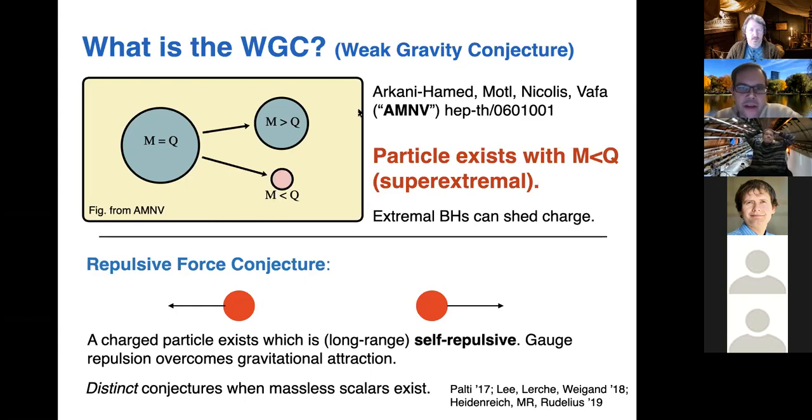And the reason they called this the weak gravity conjecture was the idea that if this is true, if I take two of these particles whose mass is smaller than their charge, they're going to repel each other because the gauge force between them is stronger than the gravitational force. And so weak gravity here means that gravity is a weaker force than the gauge force for this specific kind of particle.